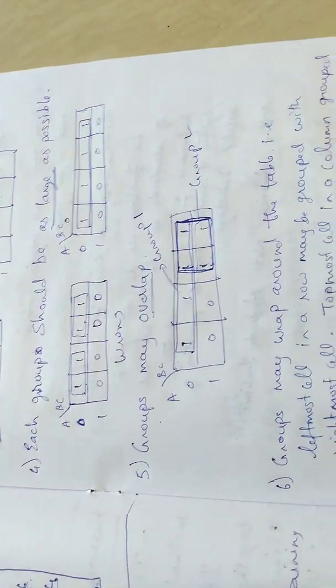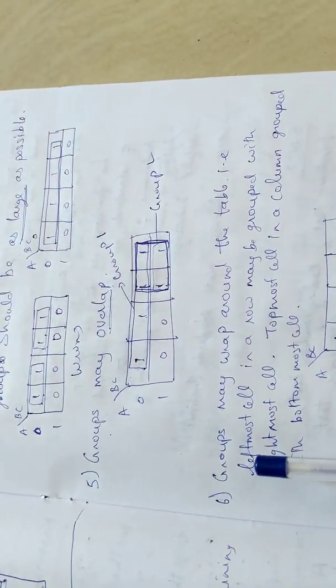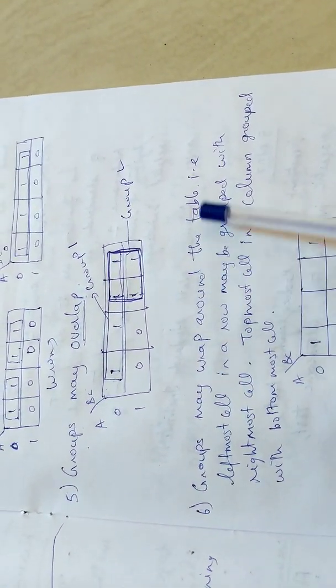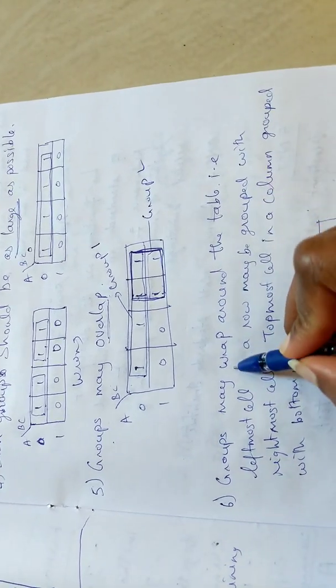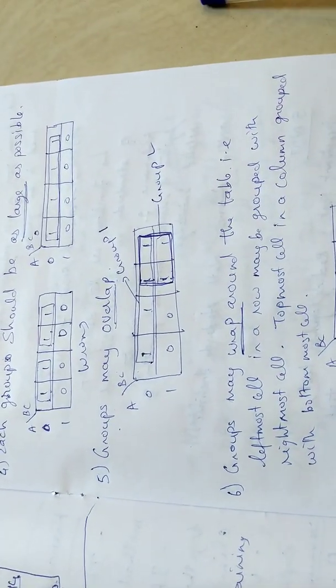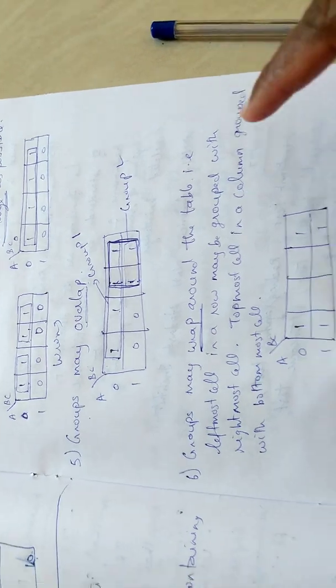If you have any doubts, post to me on my personal WhatsApp. Next, groups may overlap around the table. May wrap. So this word you will remember: may wrap around the table. I'll tell you what that wrapping concept is.